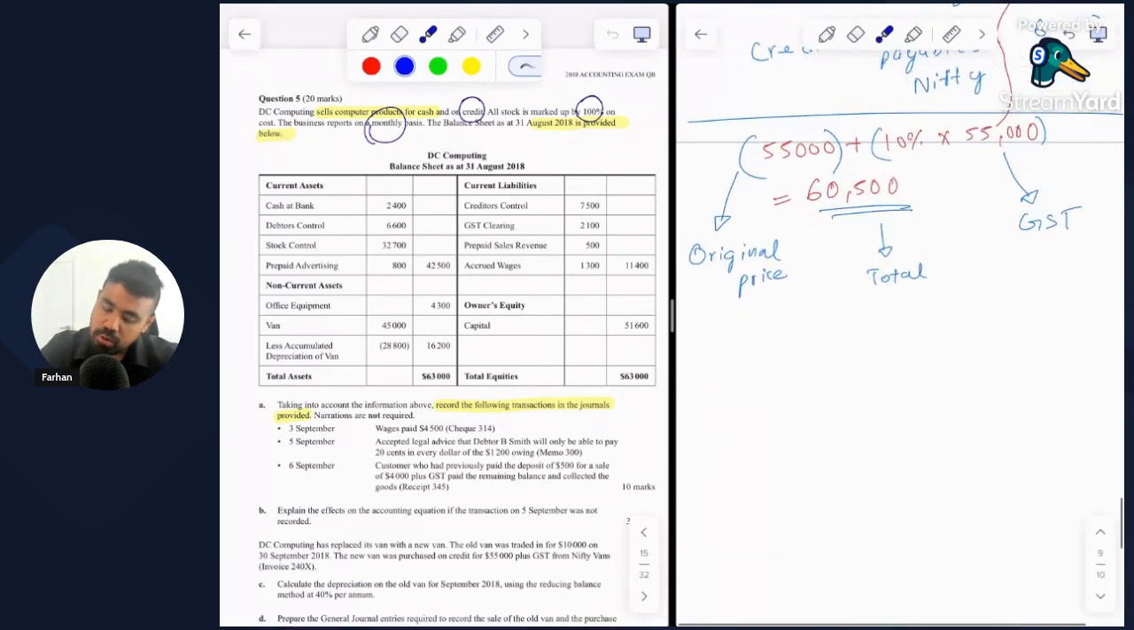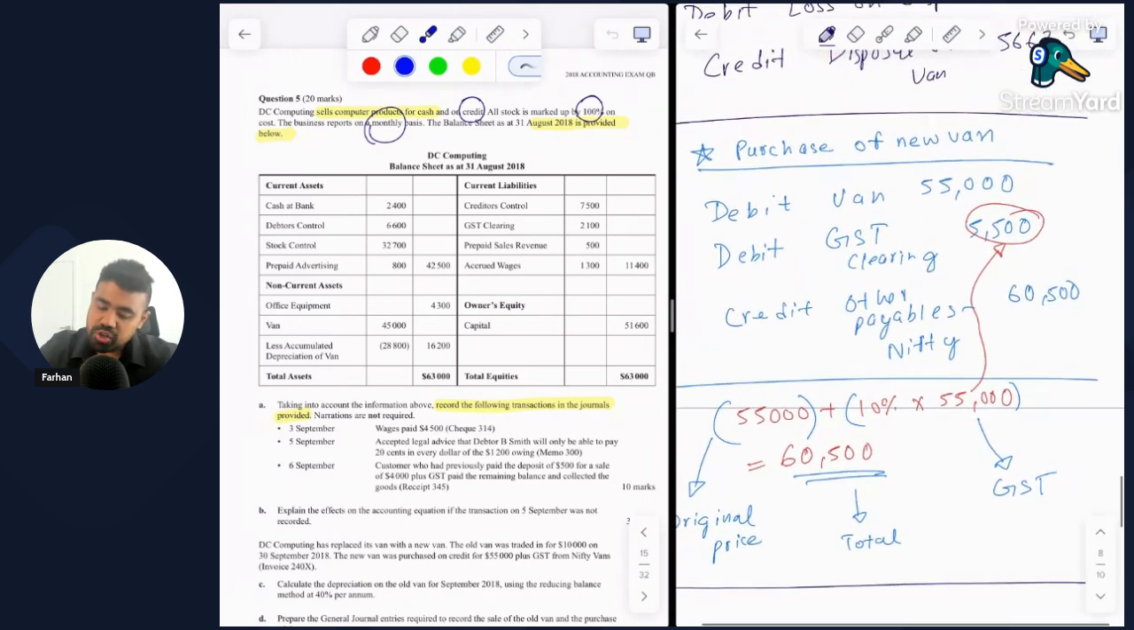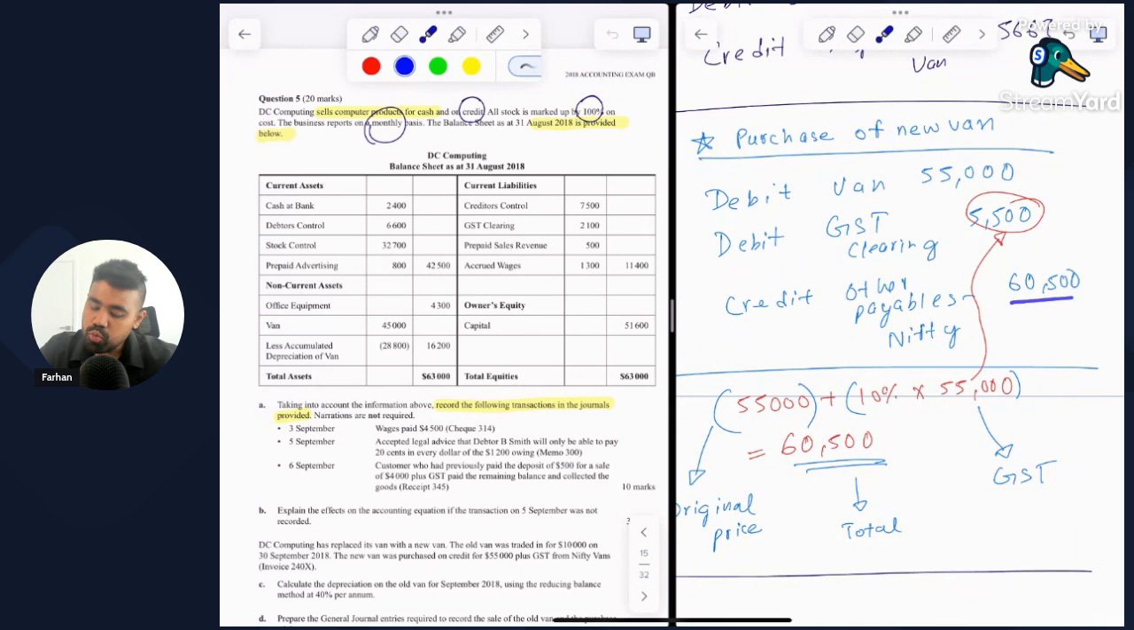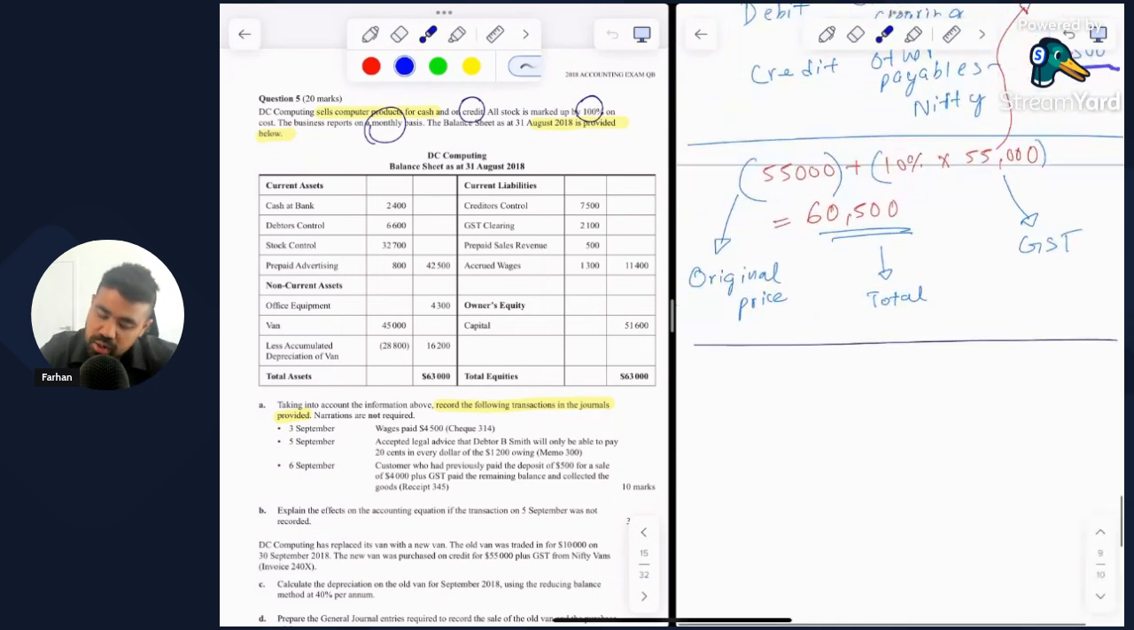Yeah, we have got one more pair of journal entry, and that has to do with the old van that was traded in for 10 grand. Now, based on the original purchase price of the new van, we understand that we would owe our other payables, well, the Nifty van, $60,500 in total. But if we have used our old van, which means we can reduce this amount by $10,000, right? So how do we journalize that?